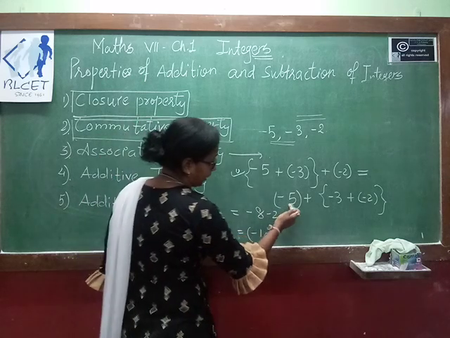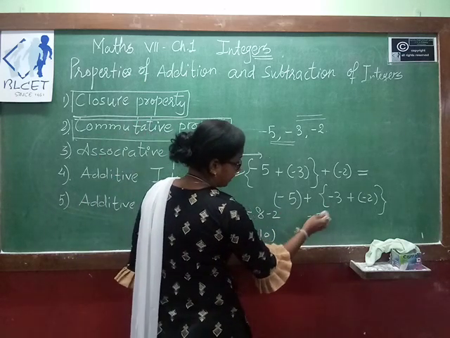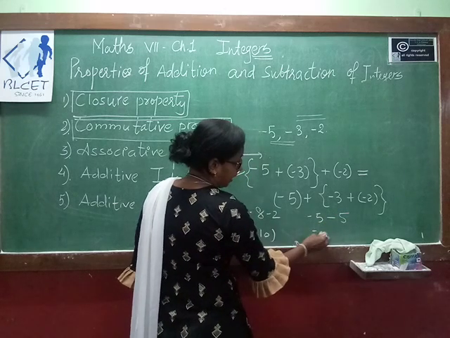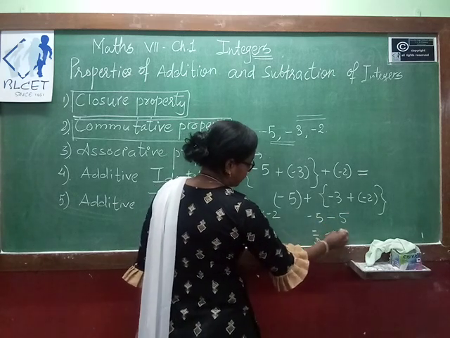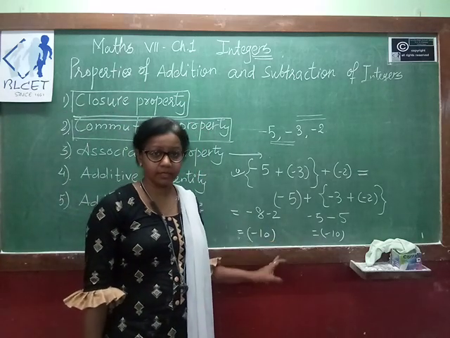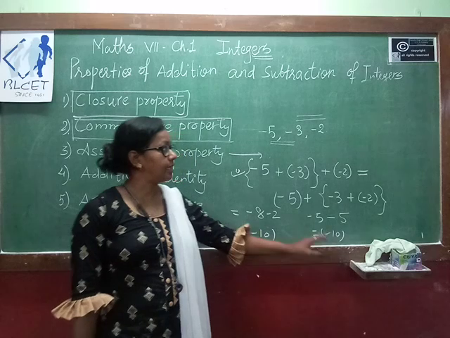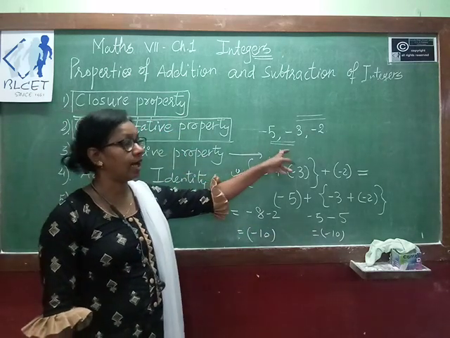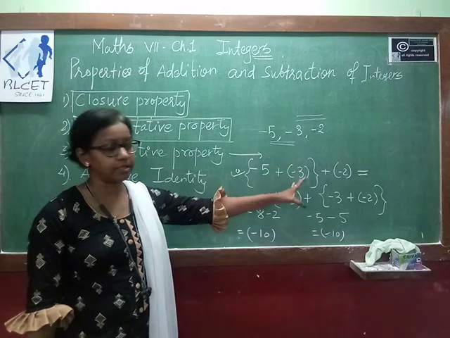Now I solve the other one. This minus 5 remains as it is. Minus 3 minus 2, what is your answer? Minus 5. And minus 5 minus 5, what is your answer? Minus 10. We are getting the same answer. So what can we say? The associative property holds under addition of integers.